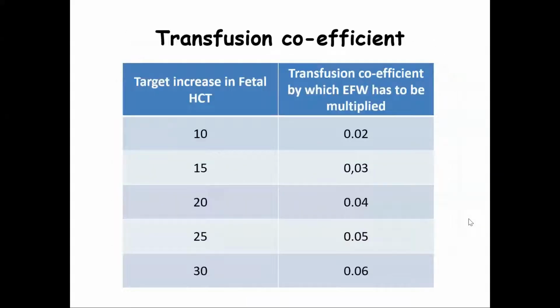There are also, as I said, methods like the transfusion coefficient, which gives you the coefficient factor by which the estimated fetal weight can be multiplied to get the target increase in fetal hematocrit that you want. For example, if you want to increase the fetal hematocrit by 15 percentage points, you would need to multiply the estimated fetal weight by a transfusion coefficient of 0.03. Now, these are again reasonably okay methods to go by.